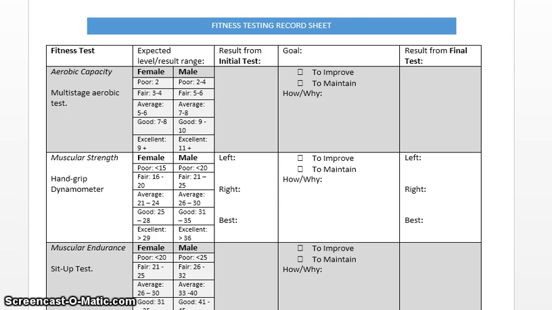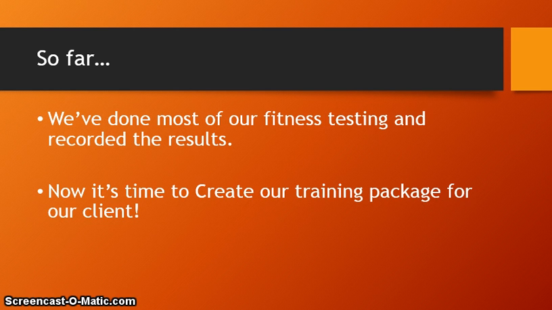You can then start planning what your strengths and weaknesses are. And from working out what your strengths and weaknesses are, you can then start creating a training package for each other. You're going to refer to the person that you're doing your training package for as the client.